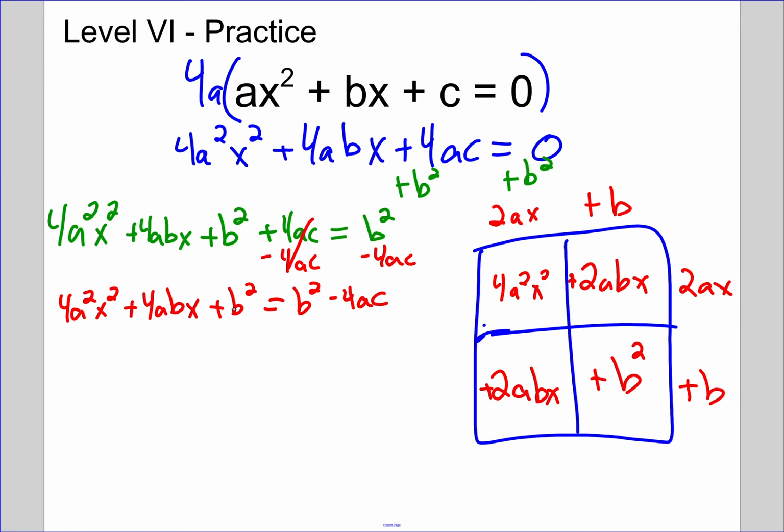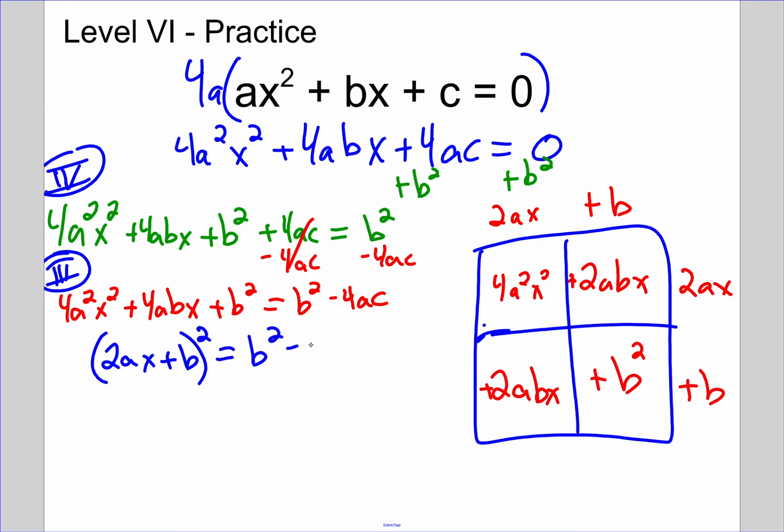This has now become our level 3. This was level 4 basically up here. We completed the square, and now we've got a level 3. It's a perfect square in disguise, but we know what that is. It's 2ax plus b, all squared, and that's equal to this b squared minus 4ac, that discriminant. So now from here we can take the square root of both sides to continue with our solutions.